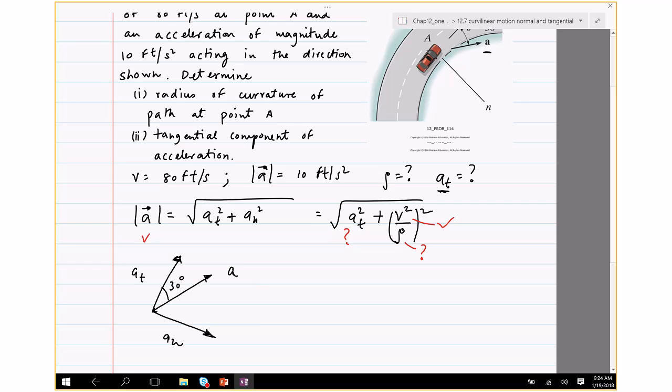So can I use that to set up the second equation? There are multiple ways of doing that. The straightforward way is the tangential component is going to be the magnitude of the acceleration times cosine of 30 degrees, right? So A cosine of 30. In fact, all these things are actually magnitudes.